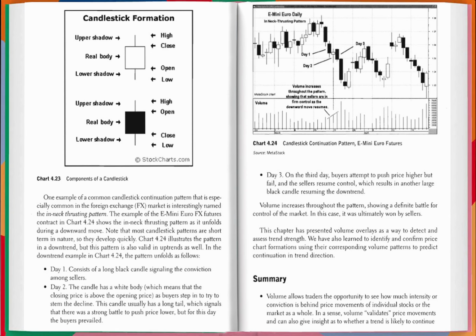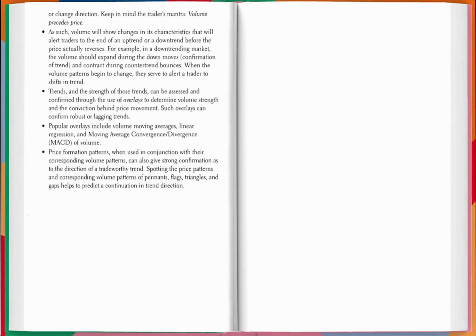This chapter has presented volume overlays as a way to detect and assess trend strength. We have also learned to identify and confirm price chart formations using their corresponding volume patterns to predict continuation in trend direction. Summary. Volume allows traders the opportunity to see how much intensity or conviction is behind price movements of individual stocks or the market as a whole. In a sense, volume validates price movements and can also give insight as to whether a trend is likely to continue or change direction. Keep in mind the trader's mantra, volume precedes price.